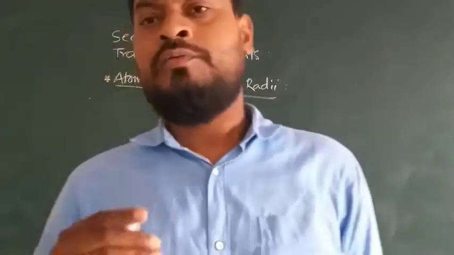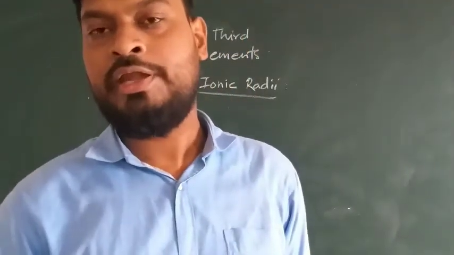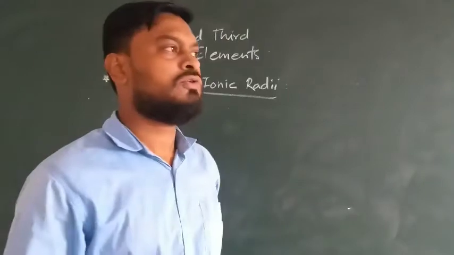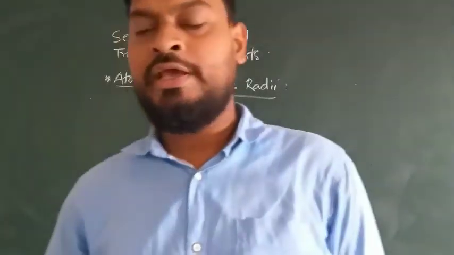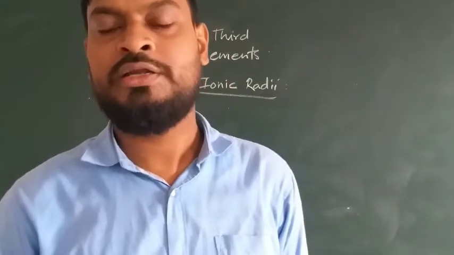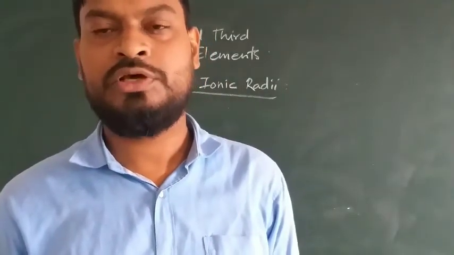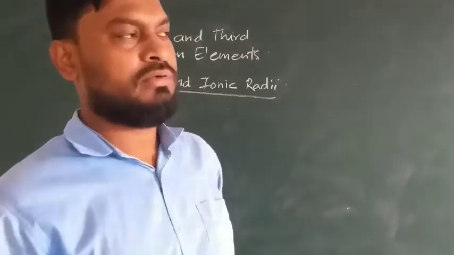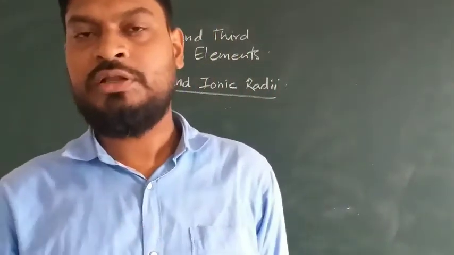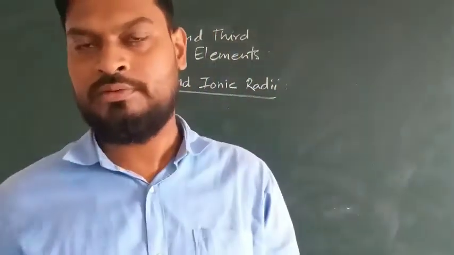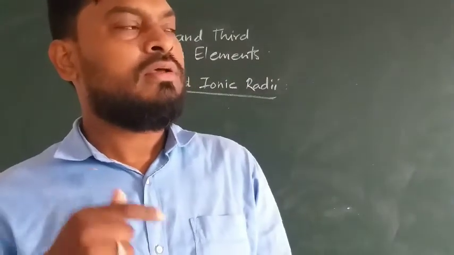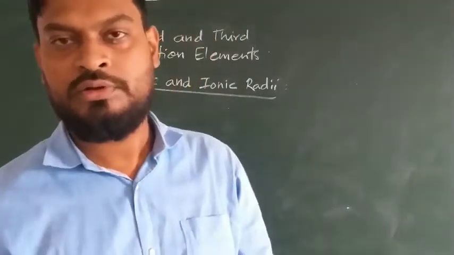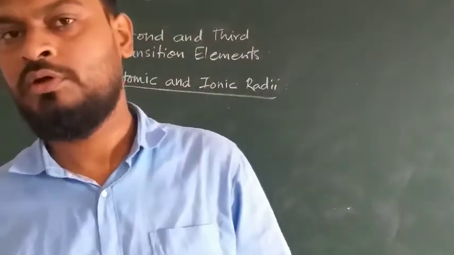So now we are going to discuss the atomic and ionic radii of these second and third transition series elements, and how the atomic radii decrease or increase from the second transition series to the third. If you remember the trend in atomic radii in a period, atomic radii decrease from left to right. All these things we know.